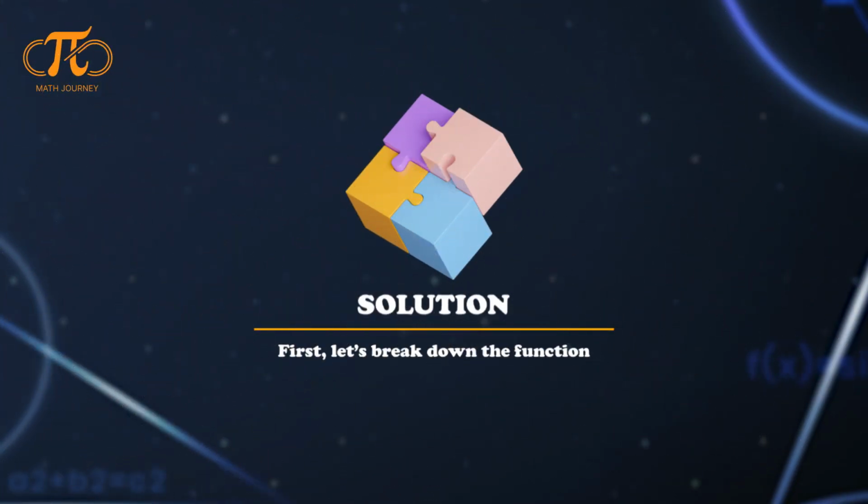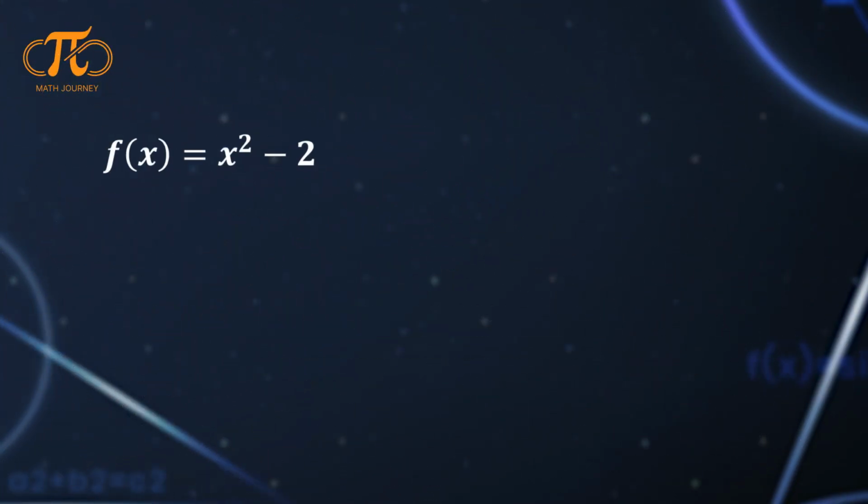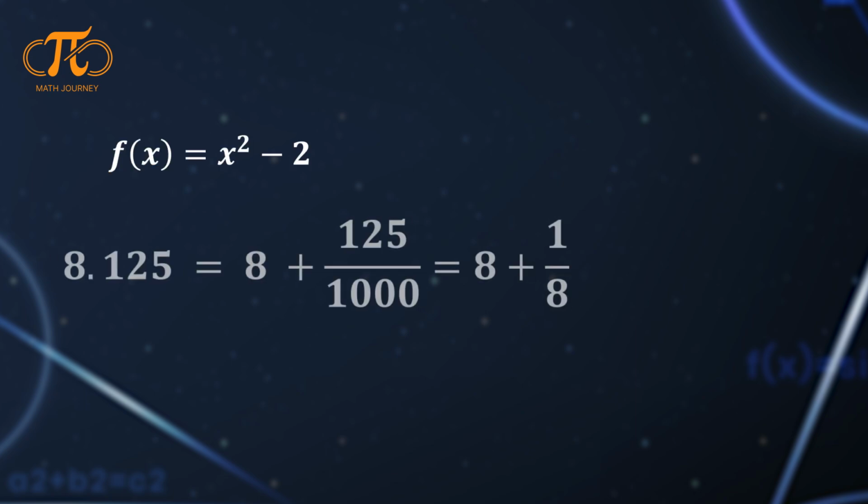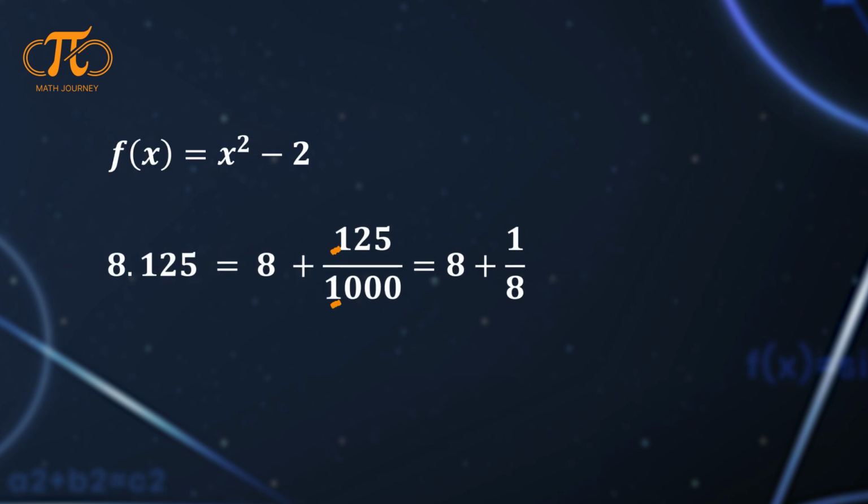First, let's break down the function. The function f of x squares its input and then subtracts 2. The starting value, 8 and 1/8, can be rewritten as 8 plus 1 divided by 8. This particular form is chosen because it simplifies beautifully when the function is applied.